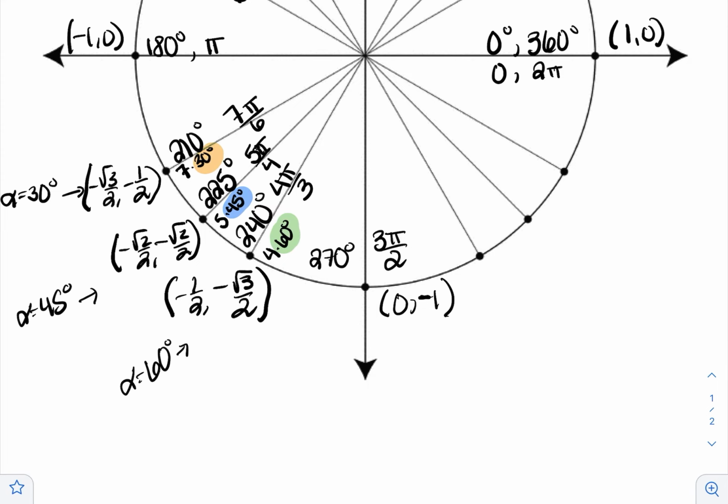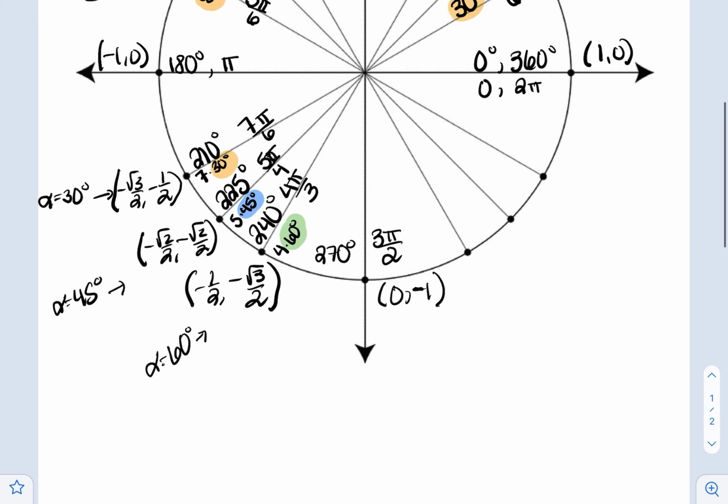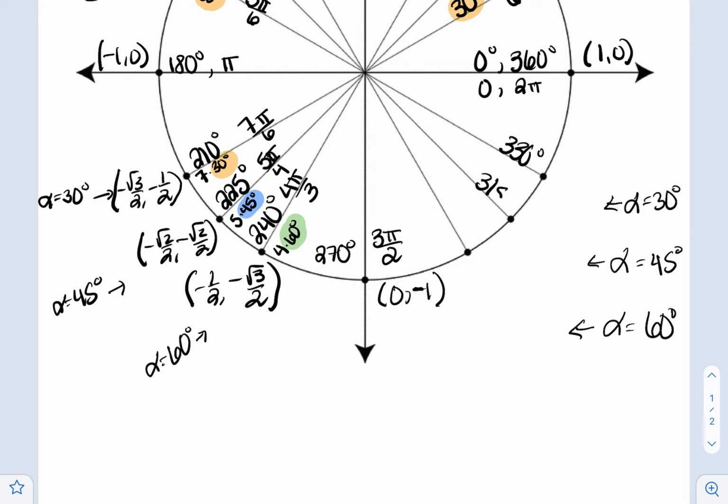And one last quadrant, that's it. The first one is going to have a reference angle of 30. The second one will have a reference angle of 45. And the last one will have a reference angle of 60. So now I'm going from 360, the positive x-axis, so I have to subtract. The first one is 330. 360 minus 45 is 315. 360 minus 60 is 300 degrees.